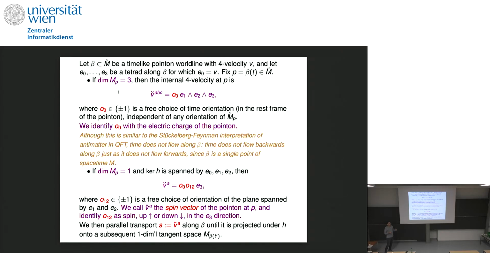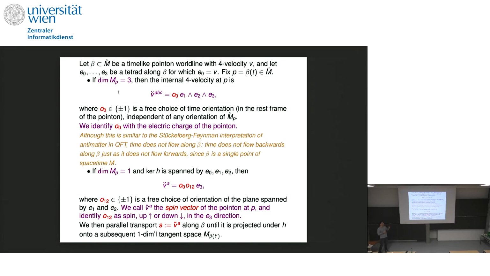And this is very similar to the Stueckelberg-Feynman interpretation of antimatter in quantum field theory, where antimatter flows backwards in time. But in this case, time does not flow backwards along beta, just as it does not flow forwards, since beta is a single point of space-time. But it's similar to the Feynman-Stueckelberg interpretation of antimatter. So this free choice of time orientation for E0, we identify with the electric charge.